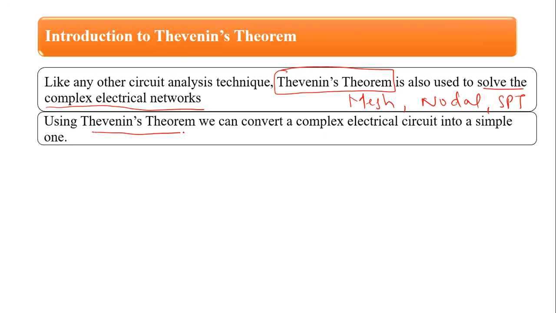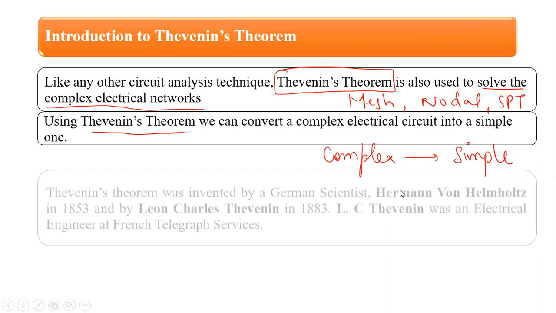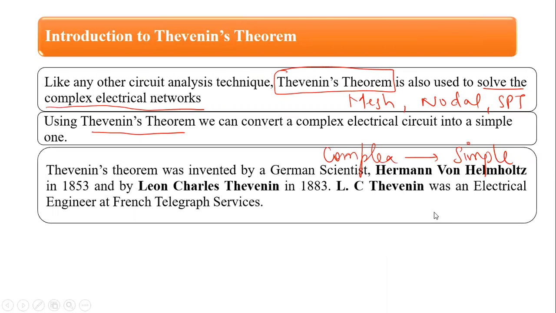Using Thevenin's theorem, we can convert any complex circuit into a simple circuit. Here we do not have to consider one source at a time. However many sources we have in the network, we can take them all at one time and convert any given complex electrical circuit into a simple electrical circuit, and then ultimately determine the response of the given circuit as required. So they were the inventors of Thevenin's theorem.